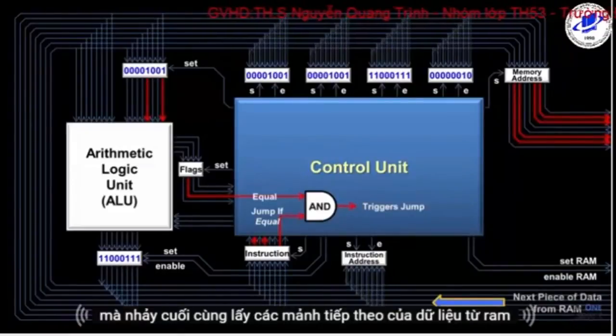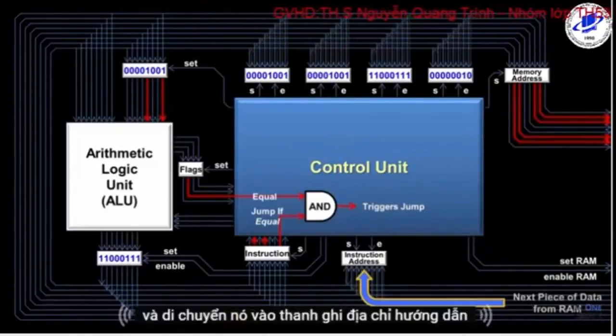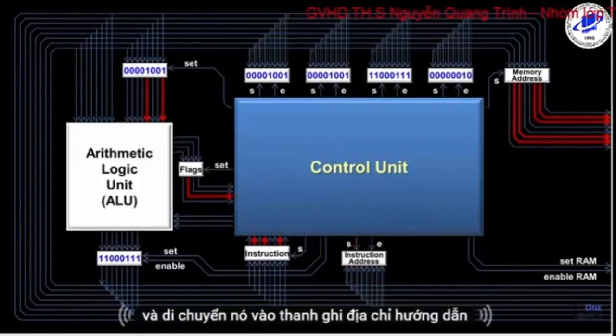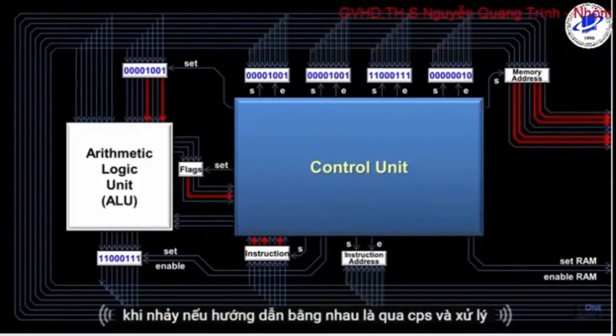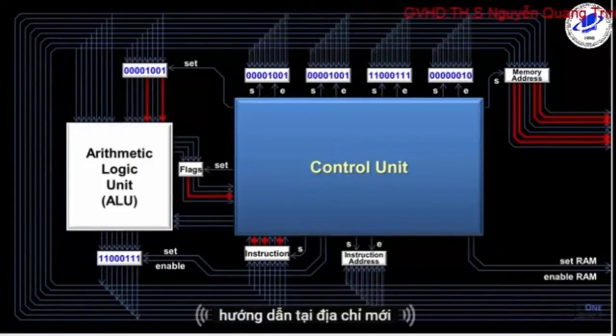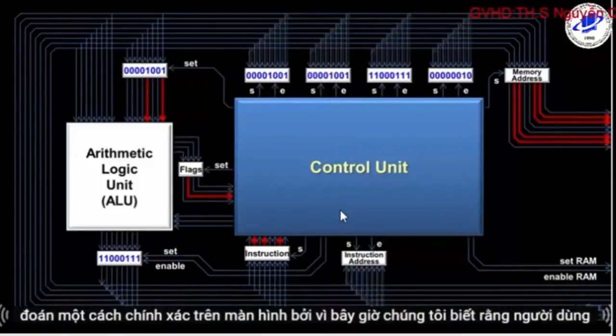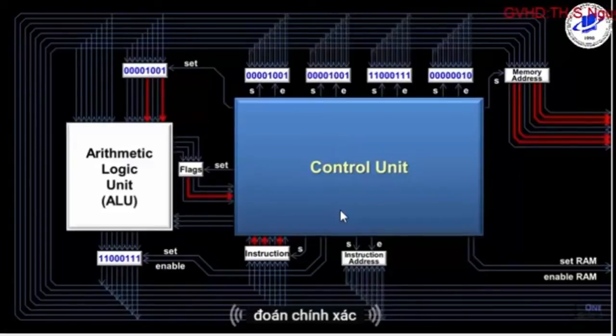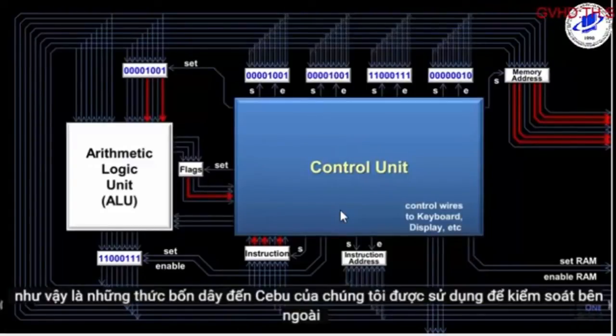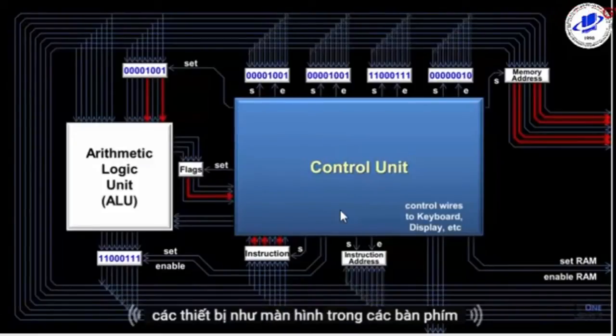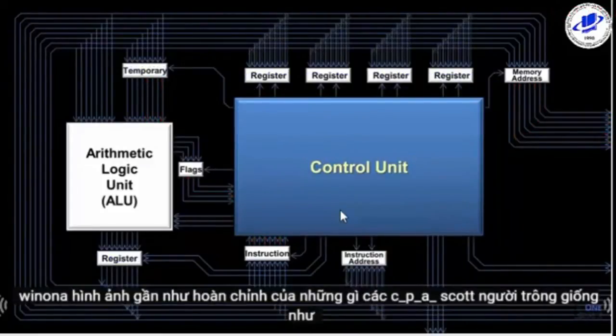That jump eventually retrieves the next piece of data from RAM, which happens to be an address, and moves it into the instruction address register. When the jump if equal instruction is over, the CPU then processes the instruction at that new address. At that new address may be some instructions that output the text "you guessed correctly" onto the screen, because now we know that the user guessed correctly. So we'll add the final 4 wires to our CPU, which are used to control the external devices like the monitor and the keyboard. We now have a nearly complete picture of what the Scott CPU looks like.